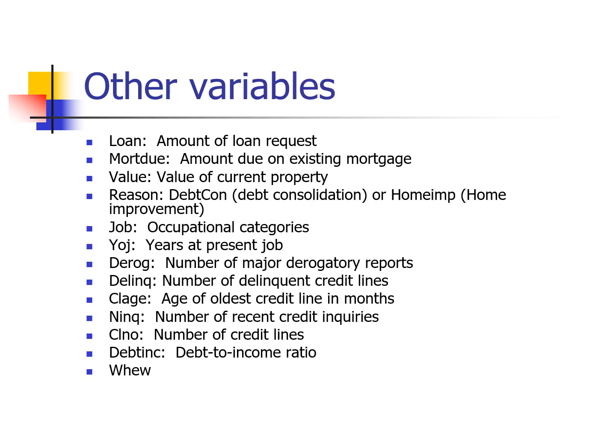So here are the variables in the data set. There's quite a few of them, right? I'll let you read through them. You can pause the video and look it over. But right, there's the amount of the loan, how much was due on the mortgage. So remember, this is a home equity loan, so it's given to people that own homes. What's the value of the current property? What was the reason that they took the debt or took the loan? And here we have two possible reasons. Their jobs, how long they've been at their jobs, number of major derogatory reports, number of delinquent credit lines, et cetera, et cetera.